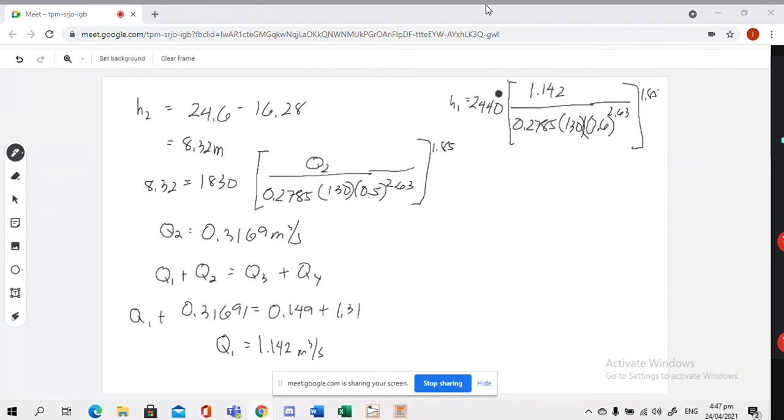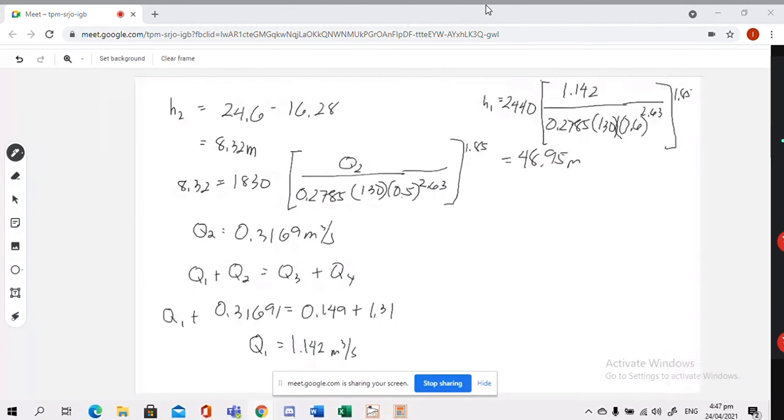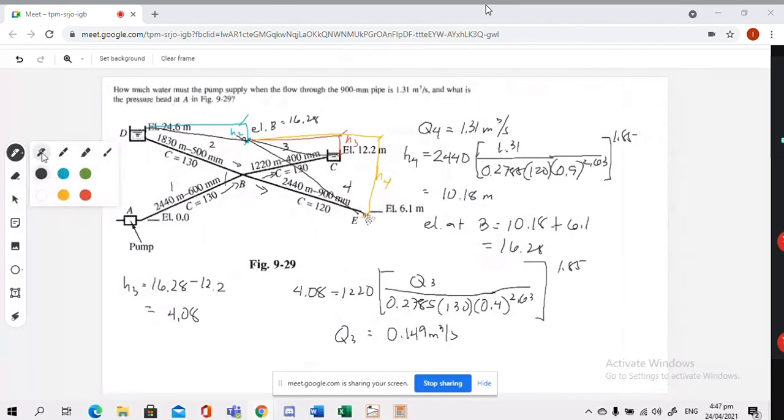Okay, so head loss 1 is equal to 48.95 meters. Okay, so kana. So head loss 1 is 48 point, so ato inaon nga na dire. So this is your head loss 1.